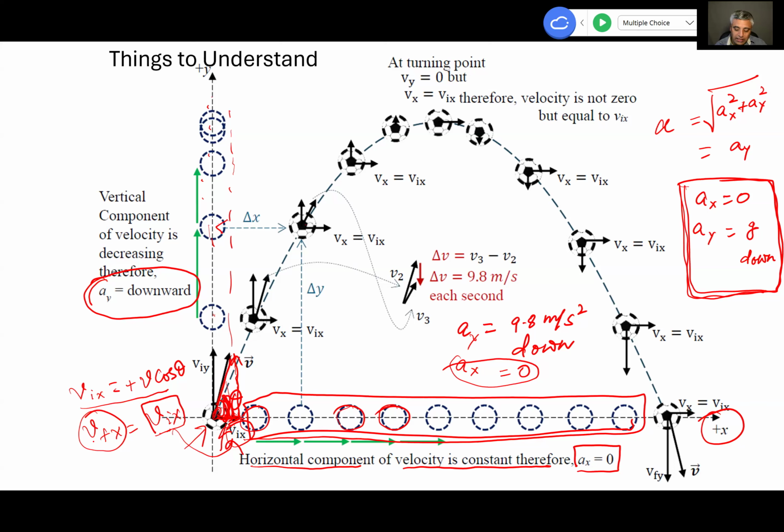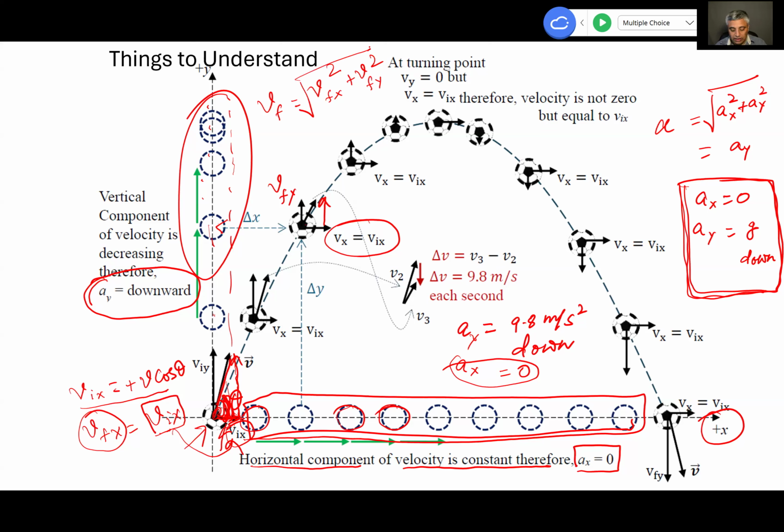And along the vertical direction, what happens? The velocity is changing. That's what that is, right? So at any point, we can find the velocity along the horizontal direction and the vertical direction. Once we have that, we can combine them using the Pythagorean theorem to find the final velocity. So that means it's going to be the final velocity in x squared plus the final velocity in y squared, like that. So you can find the velocities.